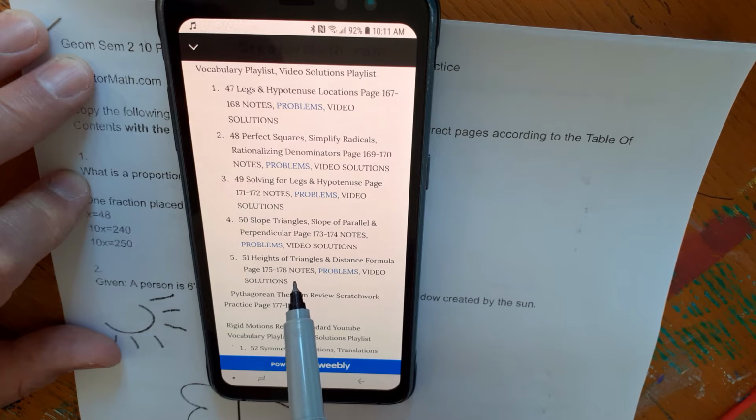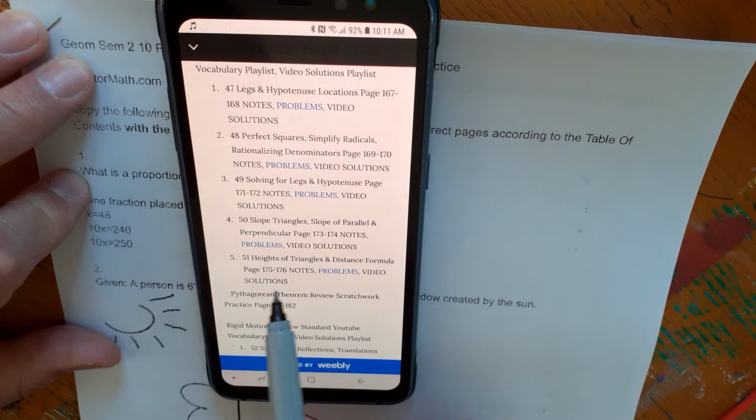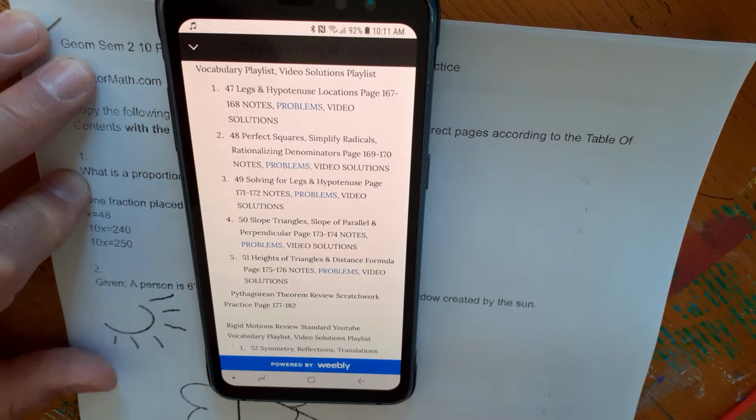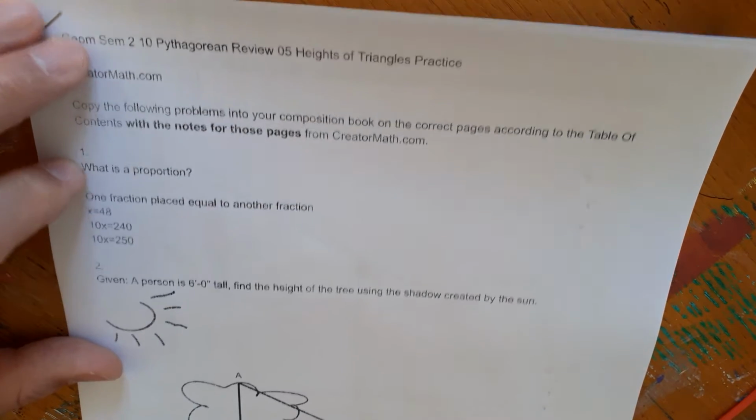There'll be notes on this tab right here, where these notes go in your composition book, and then this video will be tagged to this right here. Right? Don't follow the page numbers from this video, follow the page numbers from the actual table of contents during the time that you're taking the course, because it will change over time.